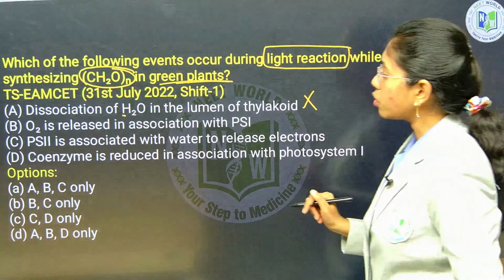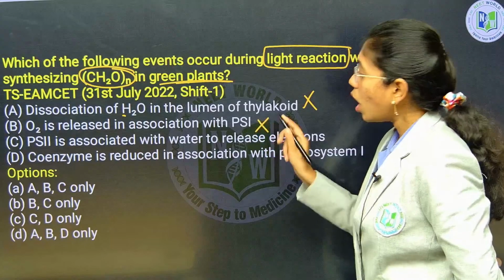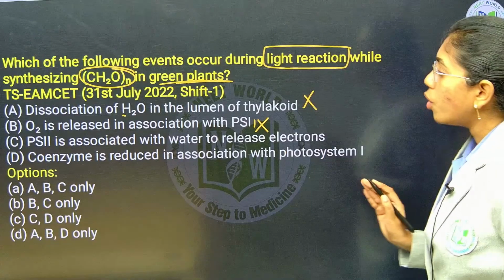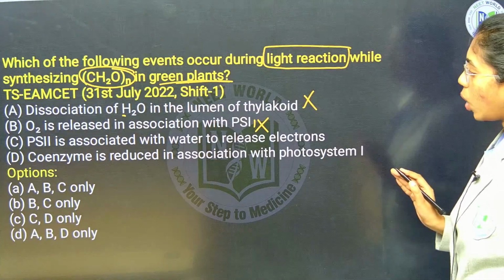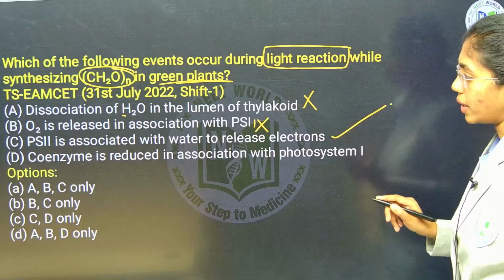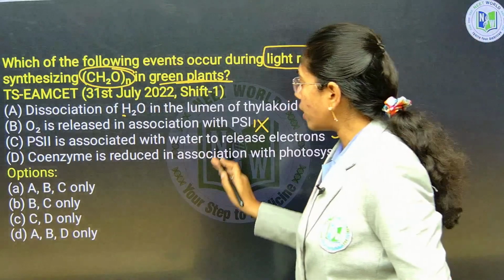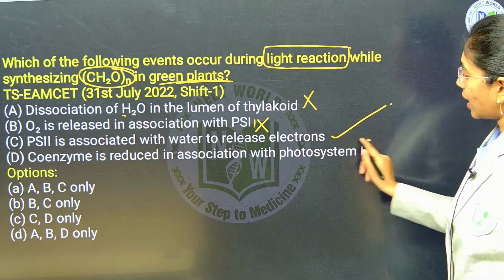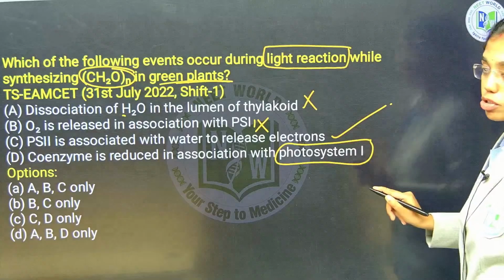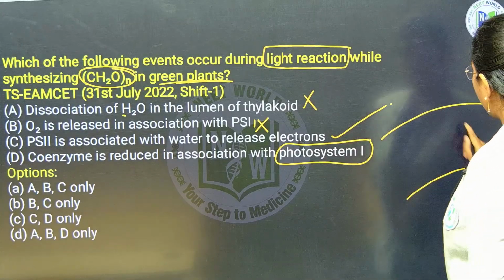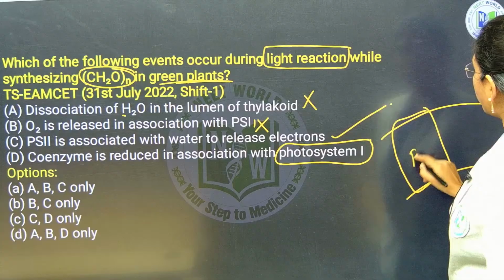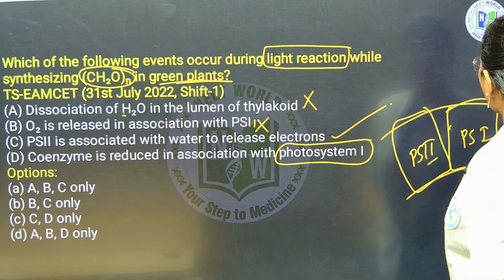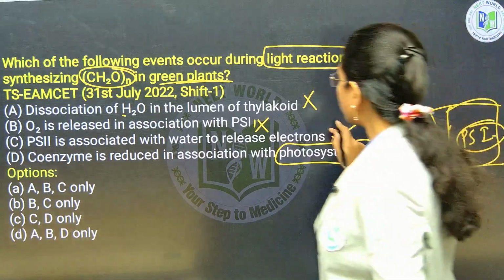Oxygen released in association with PS1, wrong statement. Oxygen is released in association with photosystem 2. Next, photosystem 2 is associated with water and releasing of electrons, true, right. Next, coenzyme is reduced in association with photosystem 1. Exactly, the coenzyme is reduced in association with PS1 itself. In PS2 the coenzyme is not present, PS2 is situated in thylakoid lamellae. PS1 possesses the coenzyme. Fine, right? So, these two are correct.